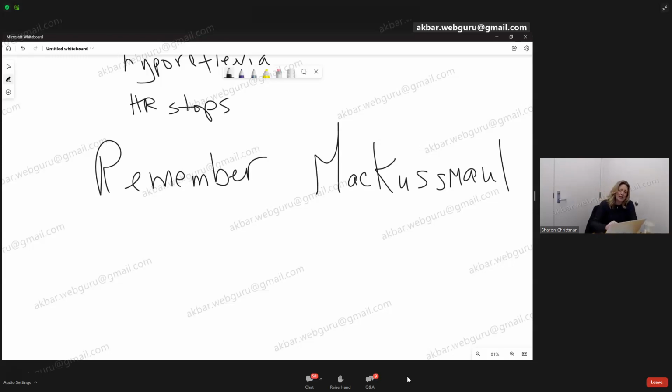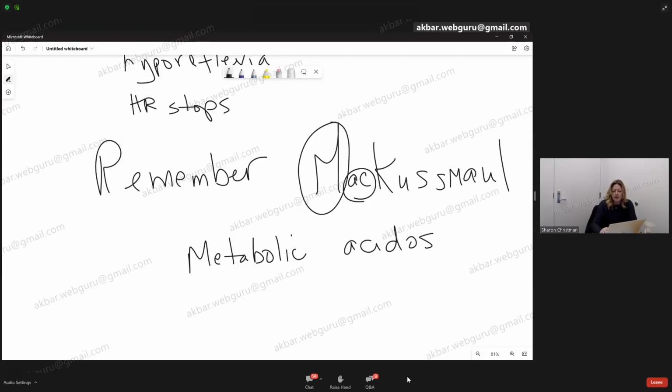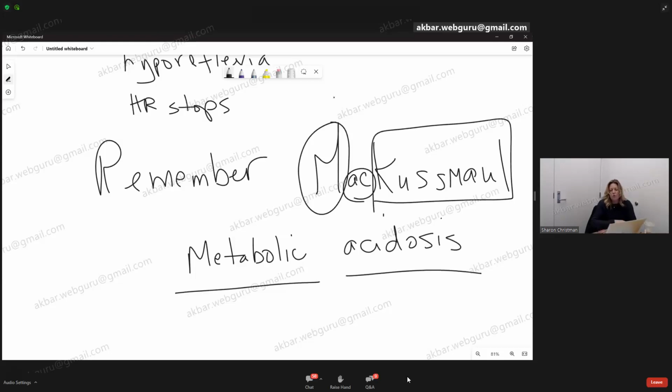And the reason you have to remember that is because the M stands for metabolic, and the AC stands for acidosis. And you need to remember that Kussmaul's respirations only occur with metabolic acidosis. So if they give you a select all that apply question, for example, don't pick Kussmaul's unless they're in metabolic acidosis. Okay? So we've talked about 2 rules so far.